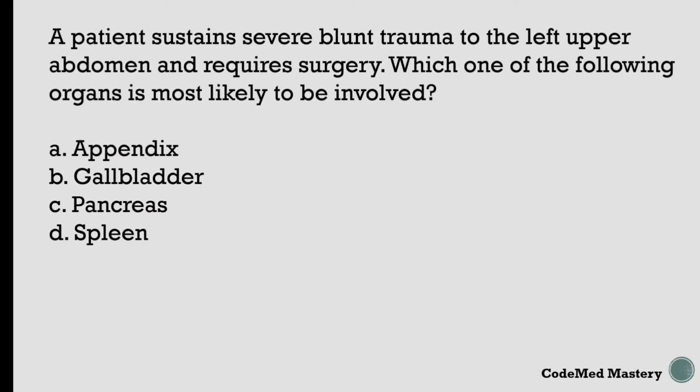Next question. A patient sustains severe blunt trauma to the left upper abdomen and requires surgery. Which of the following organ is involved? The right answer is option D spleen.